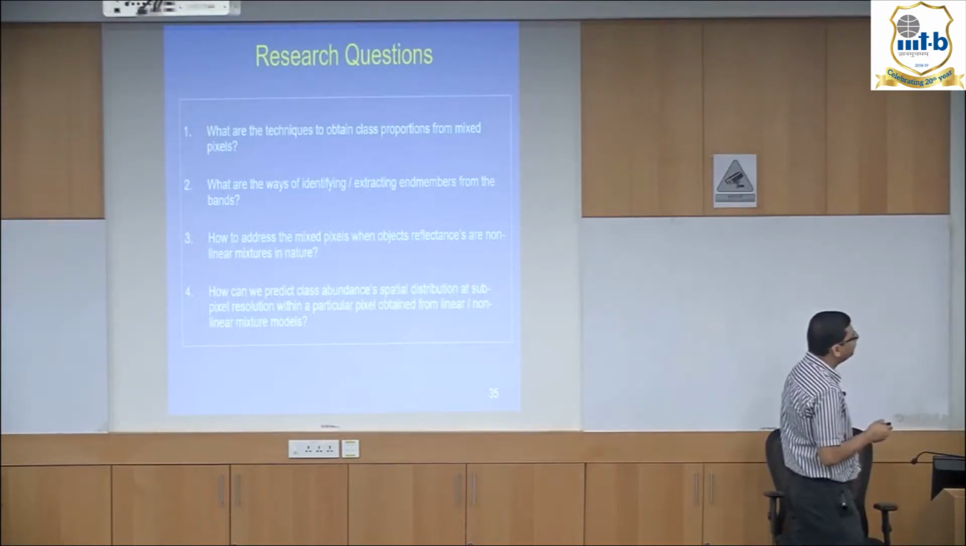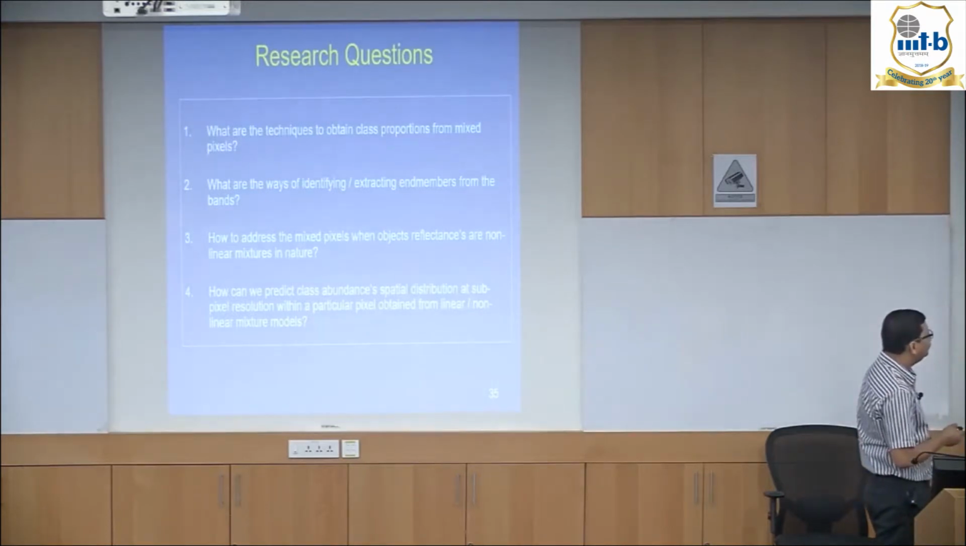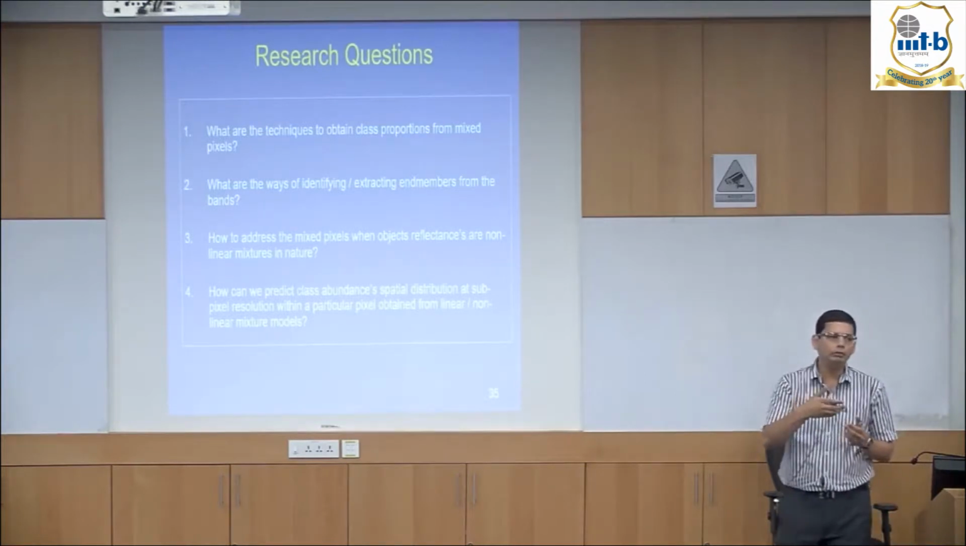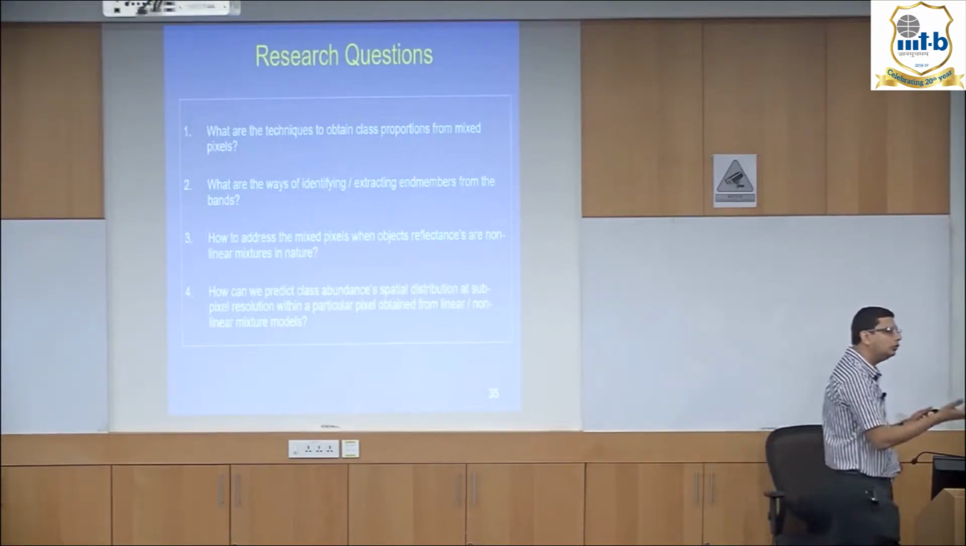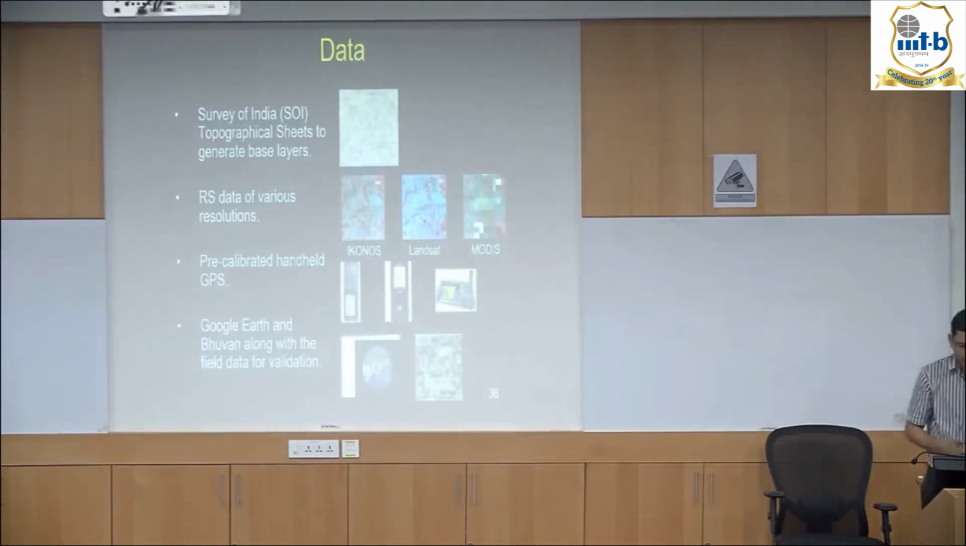Third is the case of the non-linear mixing model, which I will discuss in a subsequent slide. And fourth is a typical example of how to maximize the autocorrelation between the classes in a given pixel. So I will show you more examples in the later slides.